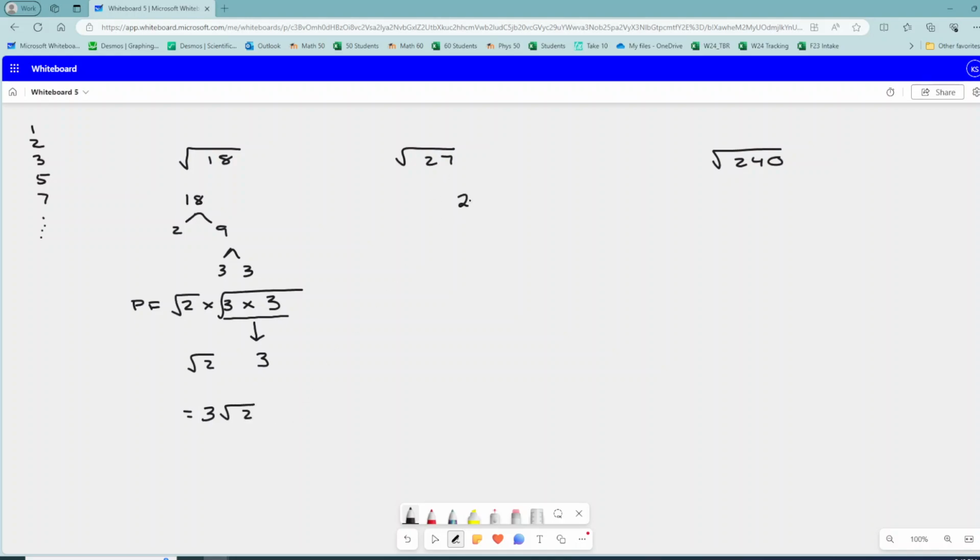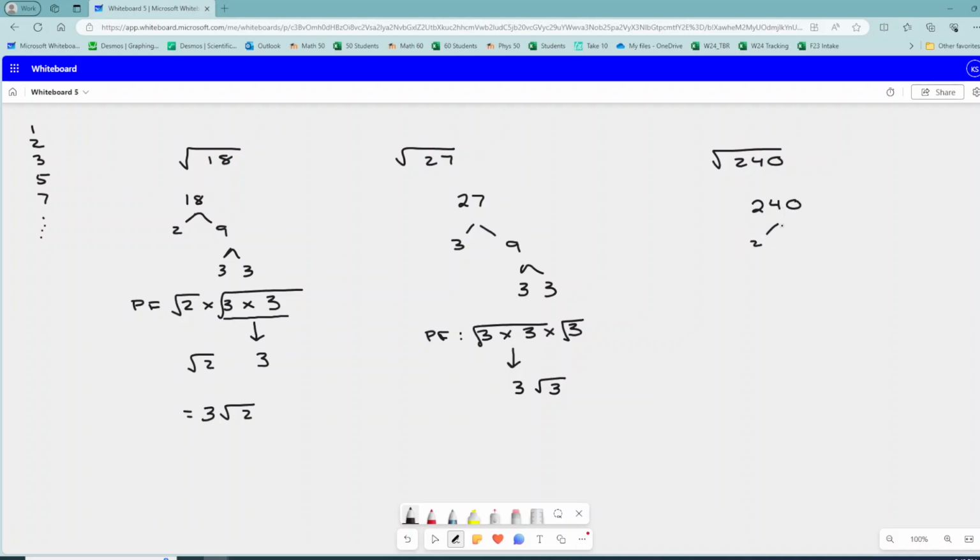So same thing with 27. 27 doesn't divide by 2, so I'm going to divide by 3. I'm left with 9, and then 9 is 3 times 3 again. So if I look at the prime factorization, I've got 3 times 3 times 3. I have one pair that would give me 3, and then I'd be left with a single root 3. Right? So it's just a different way of looking at it. I've never personally done it this way, but now that I've done it enough times, I'm like, oh yeah, I can see the validity of it, especially with something like 240, because 240 is such a big number.